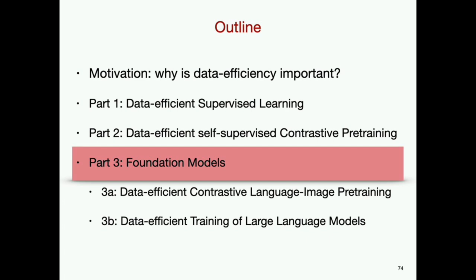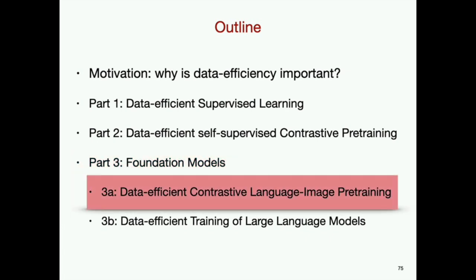Okay, so we've now discussed how we can do data efficient supervised learning. We also then discussed how we can do data efficient self-supervised learning. But today what we work with are these massive scale foundation models, so to say. And this part of our talk is now going to go into how we can do data efficient training for these foundation models. The first subpart of this is going to be data efficient contrastive language image pre-training, or data efficient CLIP. Let's get started with that.